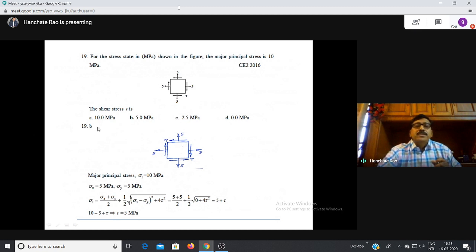So major principal stress is 10 megapascals, that's what he has given. So sigma x is equal to 5, sigma y is equal to 5. Substitute in sigma 1. Sigma 1 is equal to (sigma x plus sigma y) by 2 plus half of the square root of (sigma x minus sigma y) whole square plus 4 tau square. Tau is the unknown. Sigma 1 is given as 10. So there is only one unknown in this equation. You solve for tau value. Tau you get 5 megapascals. So simple, just concept. Use sigma 1 is equal to (sigma x plus sigma y) by 2 plus half of the square root of (sigma x minus sigma y) whole square plus 4 tau square.